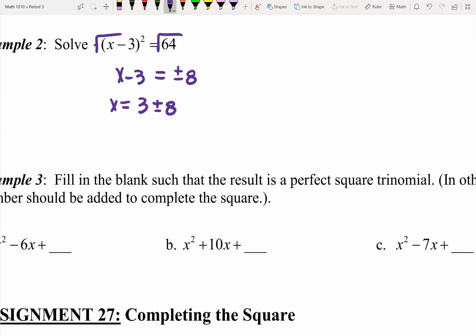Here's the next question. I'm going to call on one of you. Is that an acceptable way to write your answer? Don't shout it. Amberly, is it acceptable? No. No. So finish it for us, honey. What are the answers? 11 and negative 5. How'd you do that? I took 3 and added 8 and took 3 and subtracted 8. Good. You're exactly right.